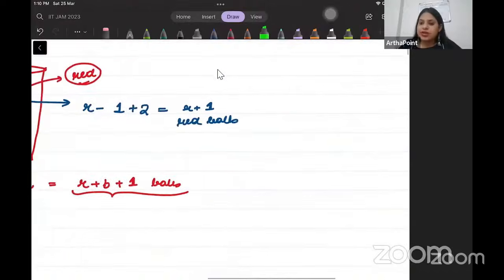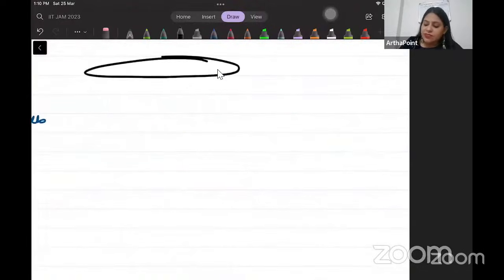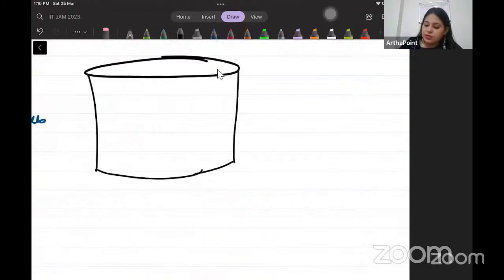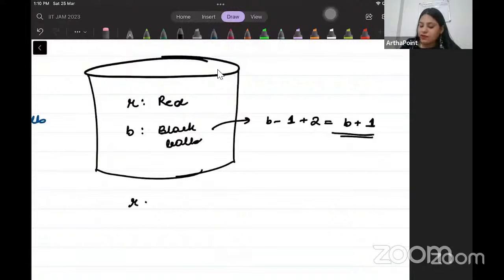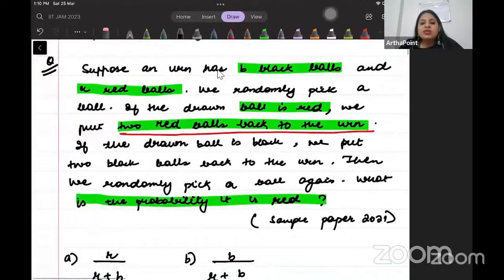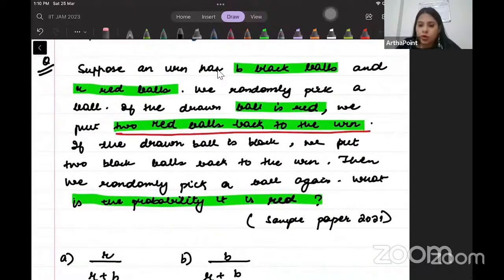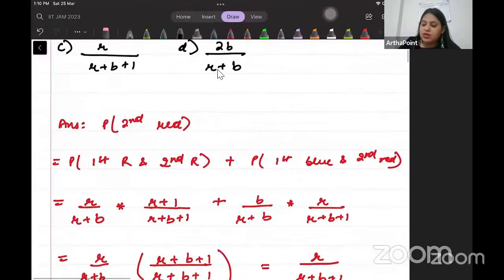So for example, let us take this other case that I have R red balls and I have B black balls. And then I pick up 1 black ball and I again put back 2 black balls. So ultimately I have B plus 1 black balls. And the total that I will have will be R plus B plus 1, right? Now it says, what is the probability that when you draw the ball again, it is red? So I need to find out what is the probability that the second ball drawn is red, right?